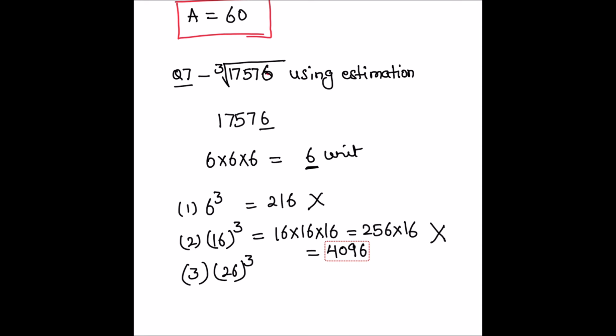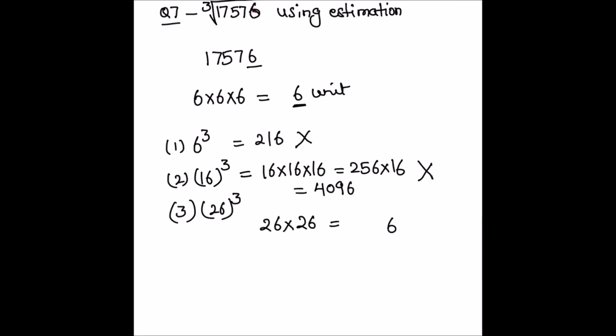Now let's multiply 26 three times and find out. 26 times 26: 6 times 6 is 36, 3 is carried over. 6 times 2 is 12, 12 plus 3 is 15. 2 times 6 is 12, 1 carried over, 2 times 2 is 4, plus 1 is 5. So that's 6, 7 and 6. 676 is the square of 26. Let's multiply it by 26 again.